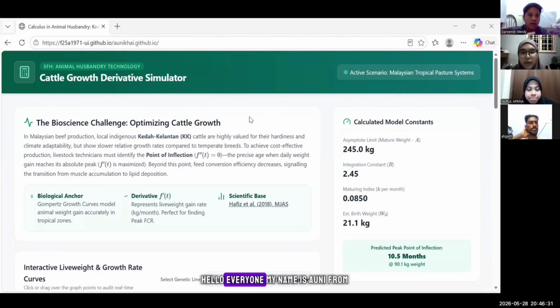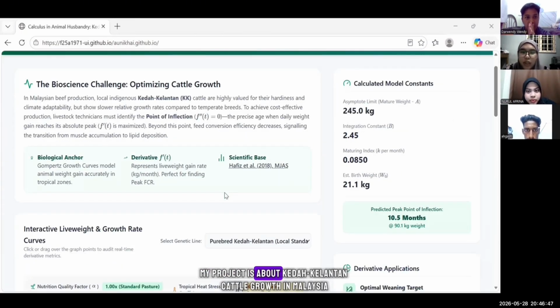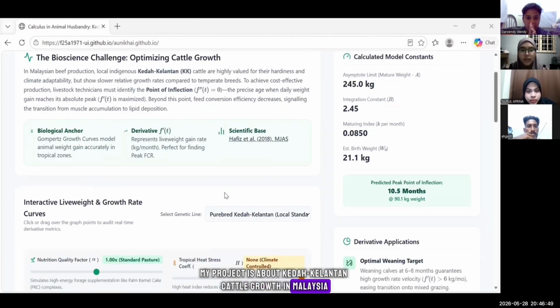Hello everyone. My name is Auni from the SFH. Today I want to present my project, Calculus in Animal Husbandry, Kedah Kelantan cattle category. My project is about the Kedah Kelantan cattle category in Malaysia.